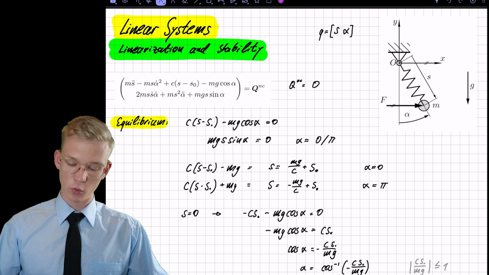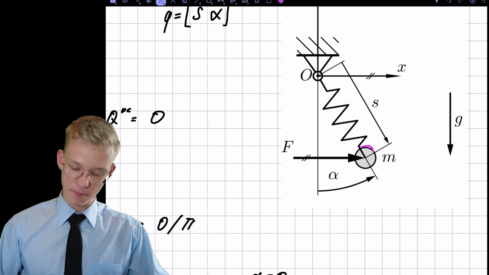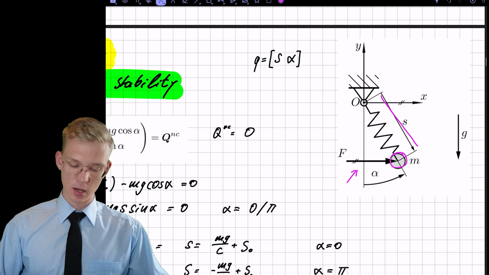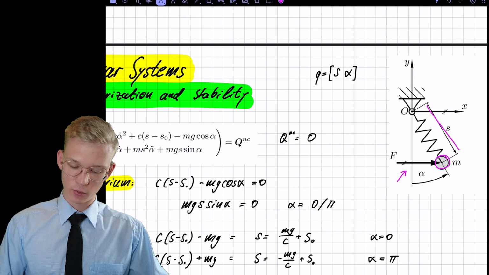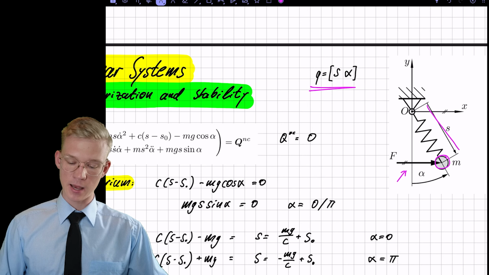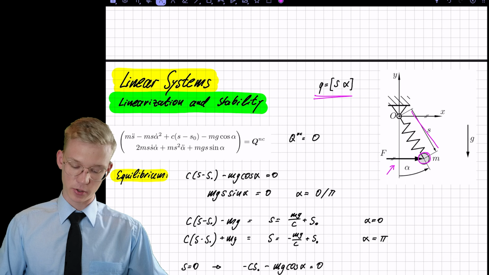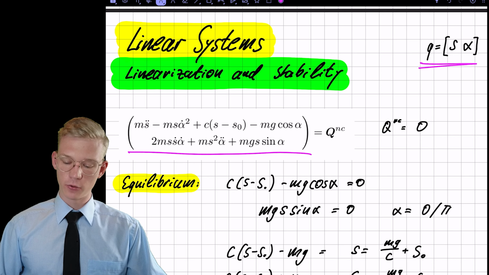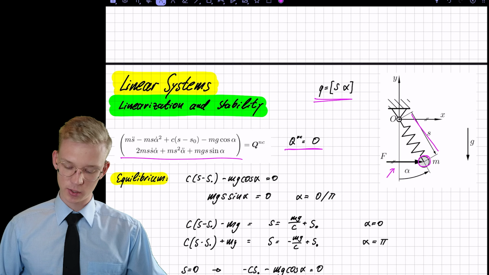Let's jump right in. We have a system of a mass that is not attached to a normal pendulum, but just a spring and a non-conservative force. In our case, we have 2 degrees of freedom, that is S and alpha. So these are our Q's, and we are already given the equations of motion. For now, we assume that Q non-conservative is 0, so that this force is 0.